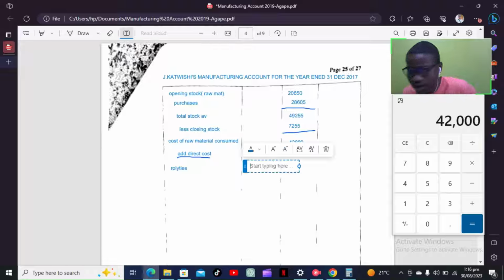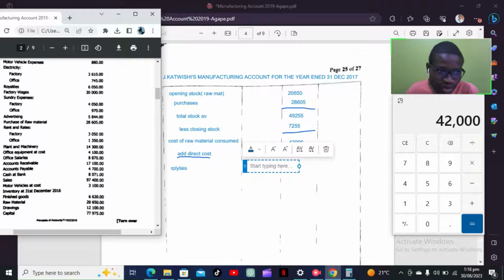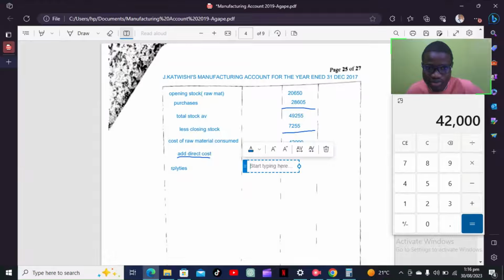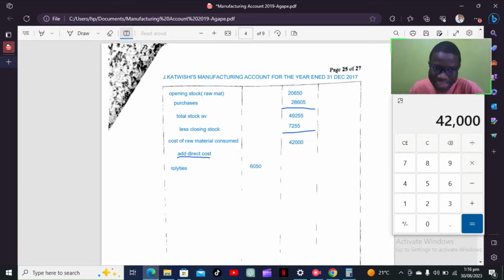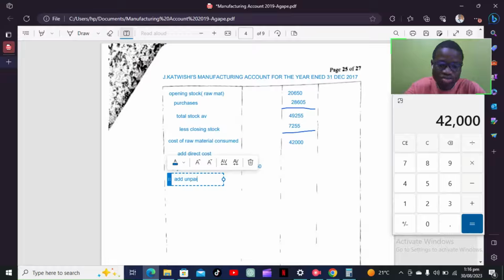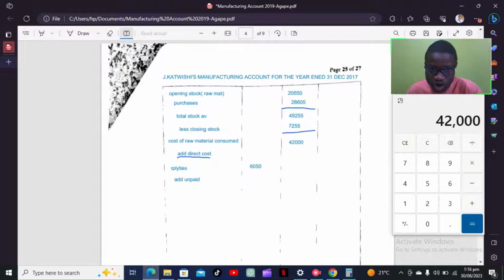How much was the royalties figure? So the royalties figure was from here. The royalties figure was 6,050 kwacha. So we're going to write 6,050 kwacha, like so. Then we're going to say add accrued, add unpaid or accrued or owing. So when something is owing, we add. Then when it is paid in advance or prepaid, we less. Same concept concerning adjustments to final accounts. So we're going to add our unpaid.